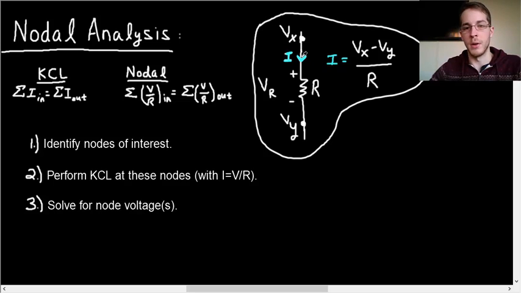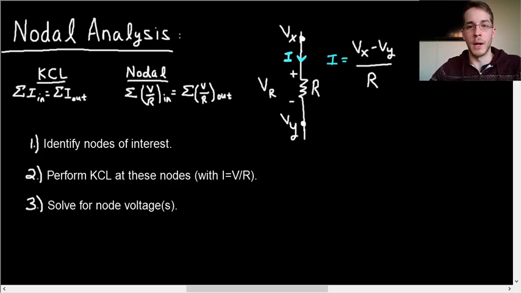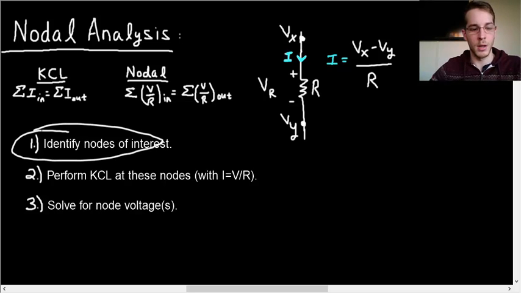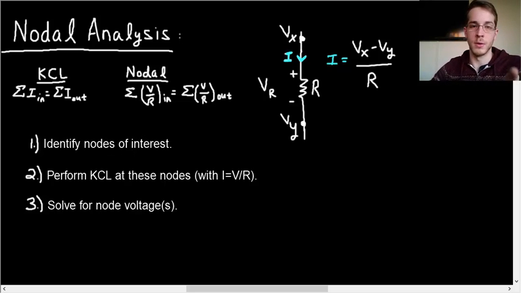So in this kind of scenario, you have two nodes, Vx and Vy, and you can write the current as just Vx minus Vy over R. If it was going upwards, for example, you would have Vy minus Vx over R. A little bit of an algorithm for how to do this is you identify your nodes of interest, you do KCL at those nodes, and then you solve for the node voltages by using either a matrix or by using substitution.